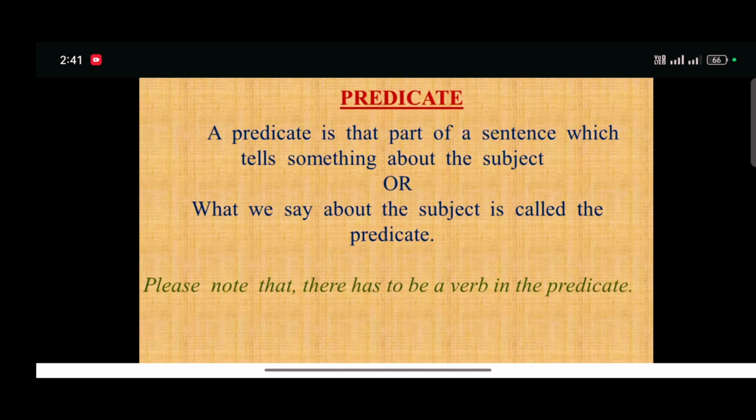Please repeat after me. A predicate is that part of a sentence which tells something about the subject. Or you can understand in a simpler way that what we say about the subject is called the predicate. The predicate part has verb as its necessary component. And when we know this, it becomes easier to distinguish the subject and the predicate in the sentence.